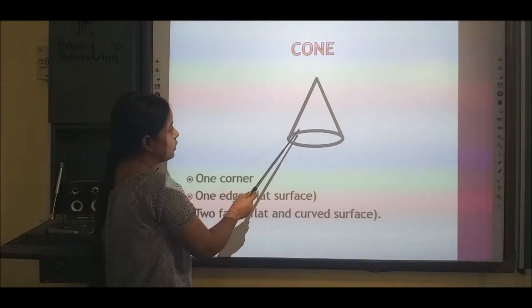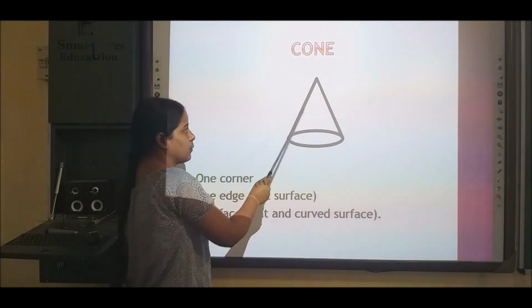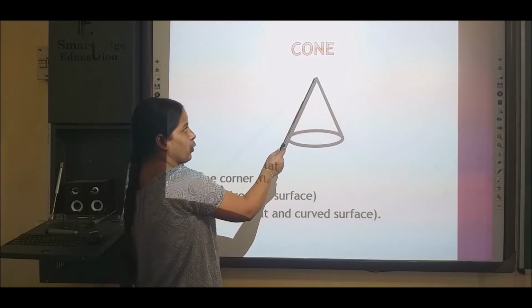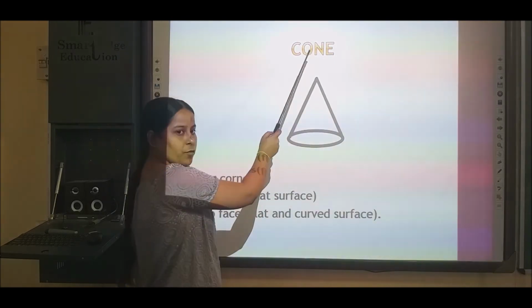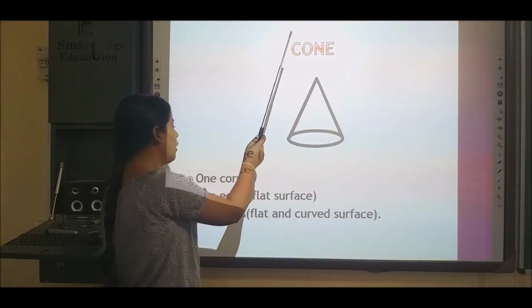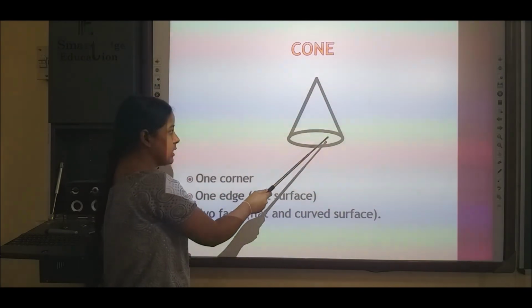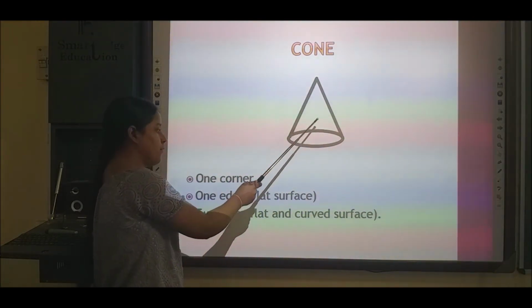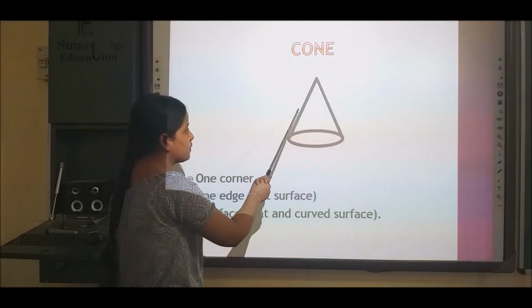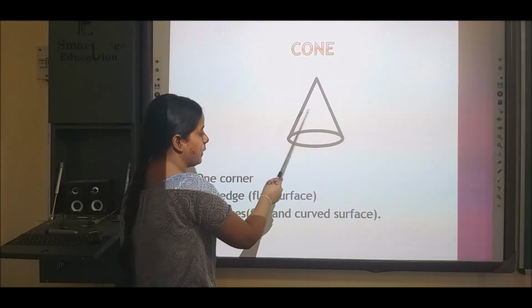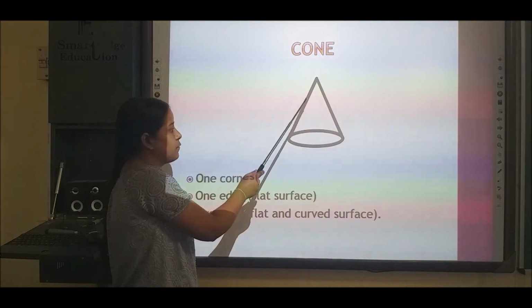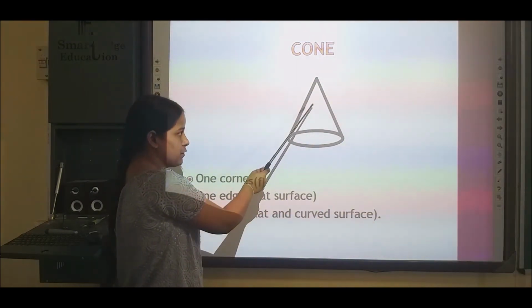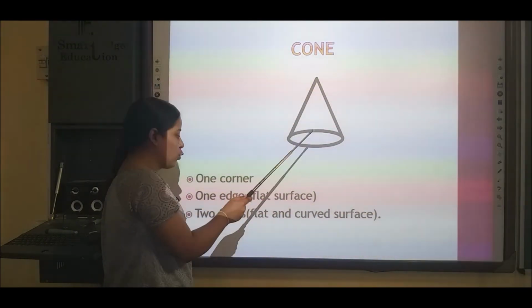Cone. This is the cone. There are two lines. Both lines meet at this point. So it is a corner. So we can say that a cone has one corner. And this is the one flat surface. That middle part is the curved surface. One flat surface, one curved surface. So it has two faces.